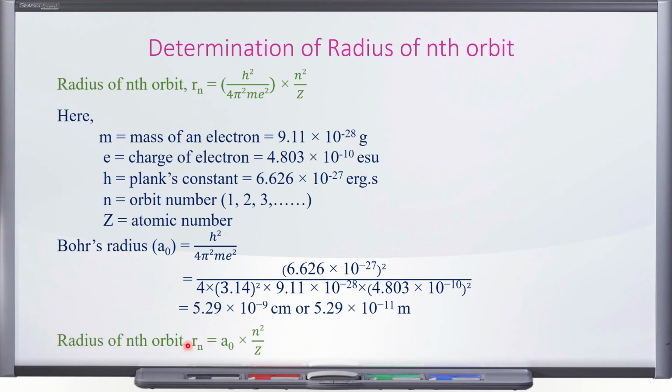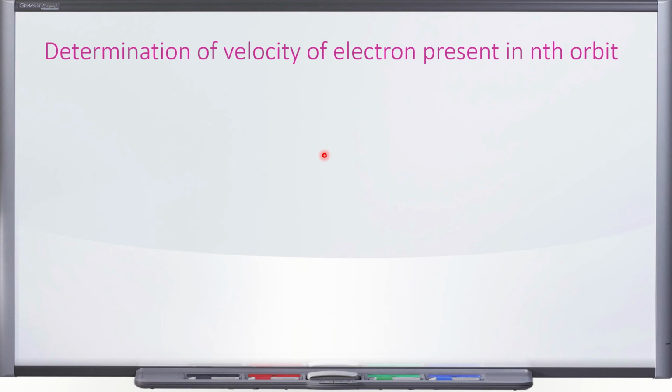Here radius of nth orbit Rn equal what? This fixed value, it is Bohr's radius A0 into n square by z. Now in the same way we can determine the velocity of electron present in nth orbit. Here also, to determine the velocity of any electron present in any orbit, we have no need to know the radius of that orbit. Here the formula is velocity of electron in nth orbit Vn equal 2 pi e squared divided by h into z by n.